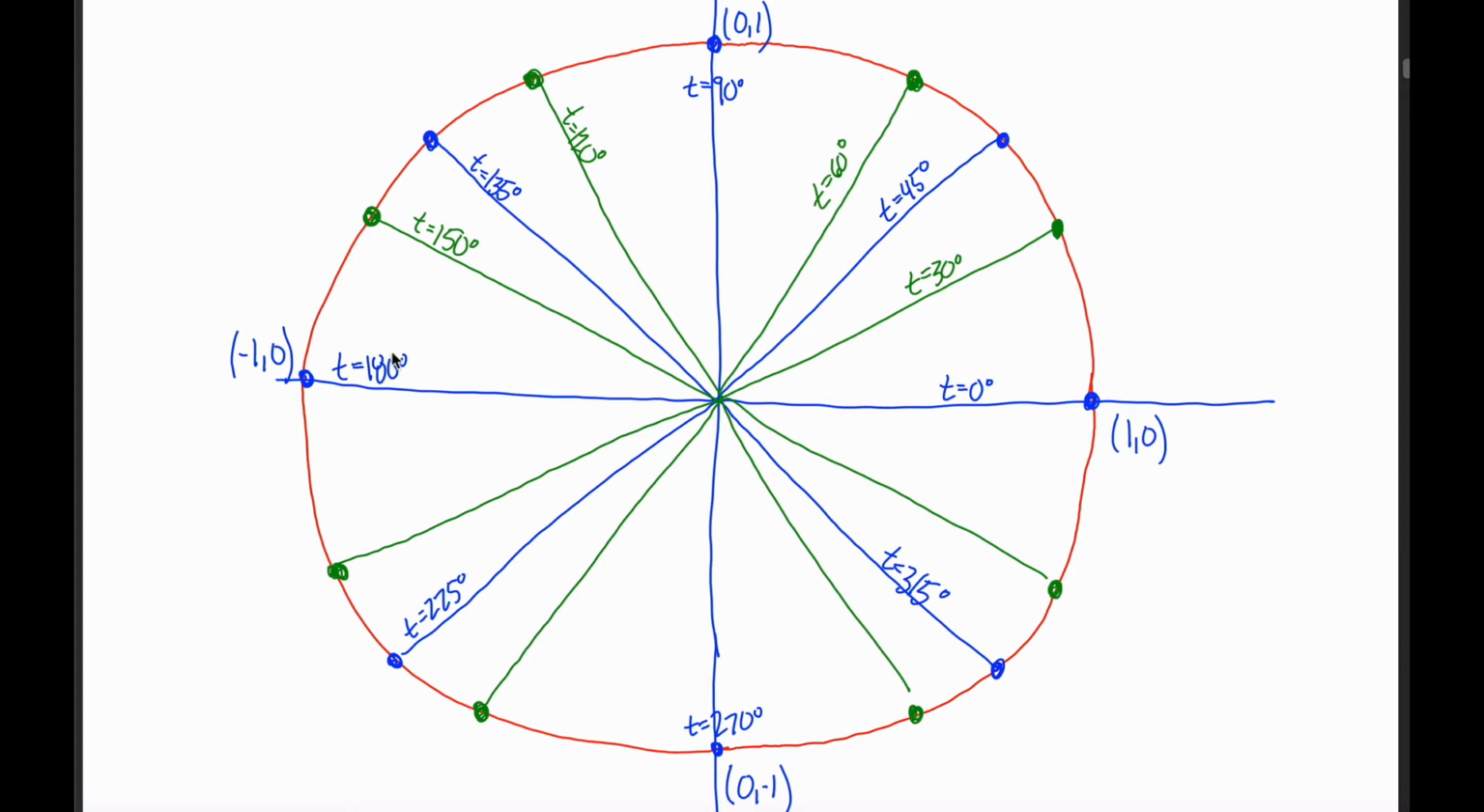Similarly, 30 and 60 more than 180 would be 210 and 240 degrees respectively. And 30 and 60 more than 270 degrees would be 300 degrees and 330 degrees. And if that makes sense to you, great.